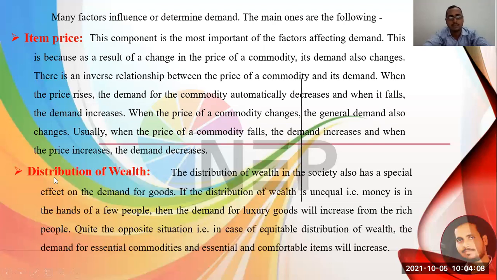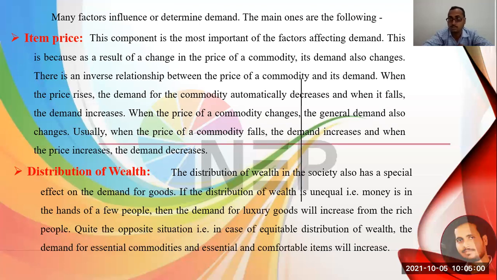Now students, the second one is the distribution of wealth. As we know, if people have more income, then their purchasing capacity is also high. In this situation, they are able to purchase more commodities. On the opposite side, if the distribution of wealth in society is imbalanced, only a few people are able to purchase the commodities, and most of the people are struggling to fulfil their daily requirements. In these circumstances, they are not able to purchase commodities at high prices. So in notes, we can say the distribution of wealth in society also has a special effect on the demand for goods.